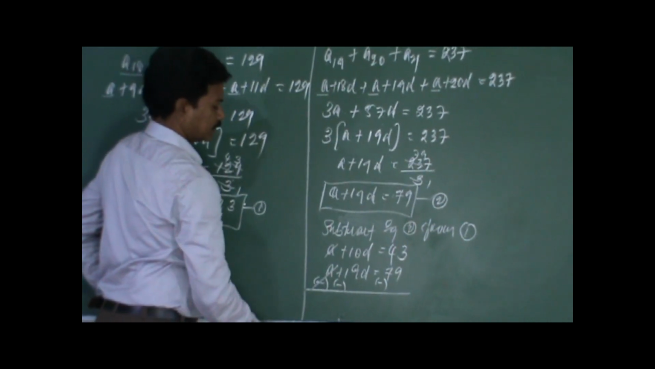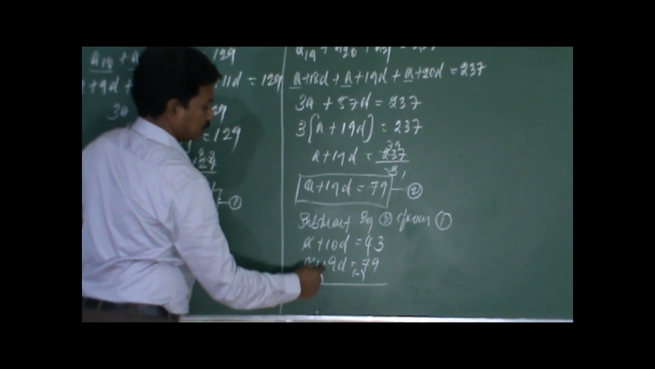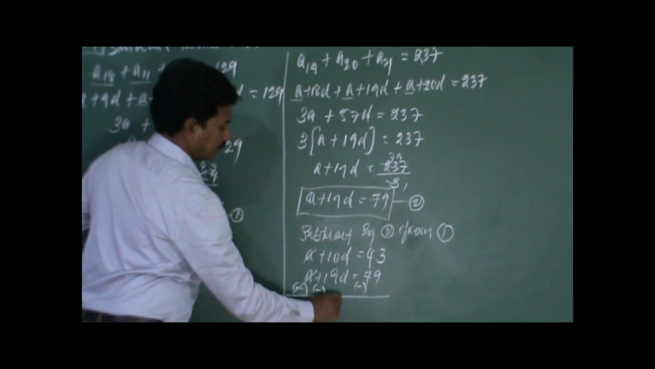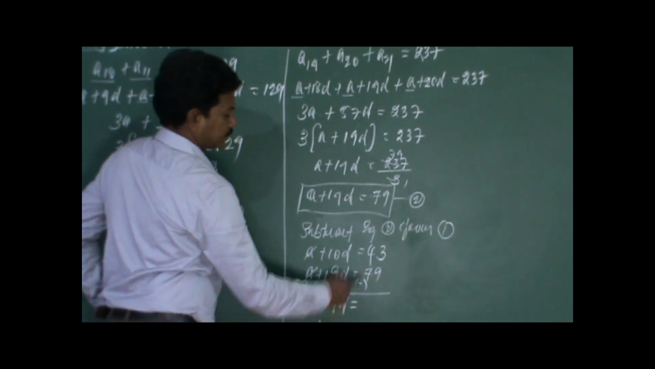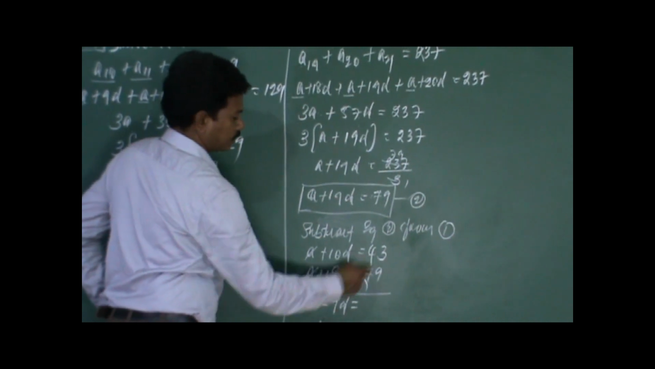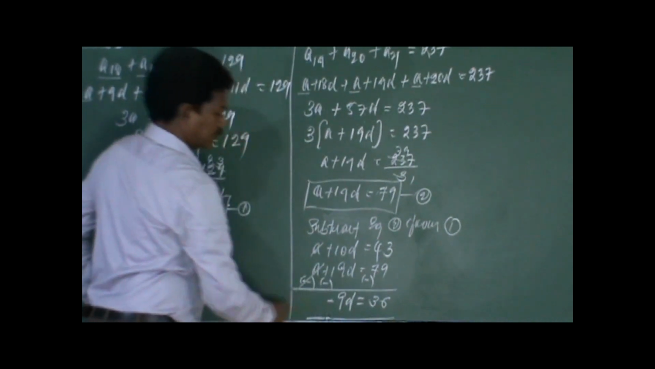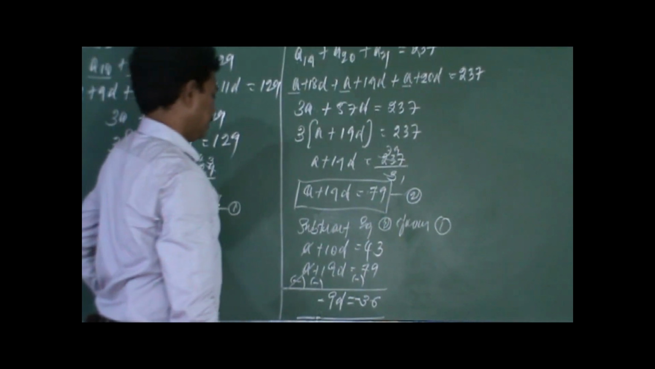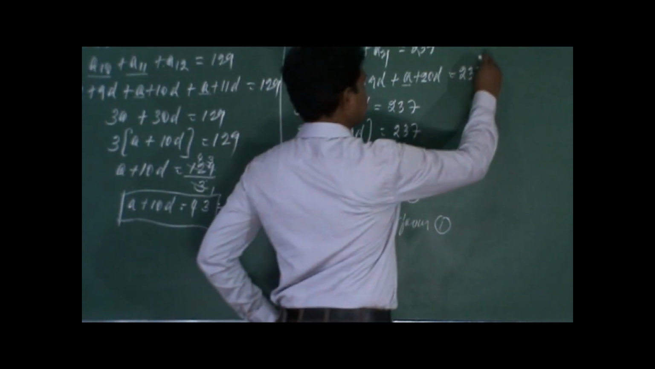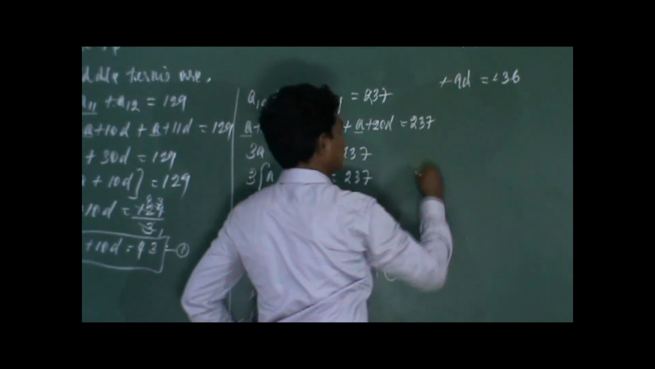So A and minus A cancels. So 19D minus, that is minus 19D plus 10D is minus 9D is equal to minus 79 minus, that is plus 43. So it is 6 and 3. So it is minus 9D is equal to minus 36. So we will carry this, minus 9D is equal to minus 36, minus minus cancels.